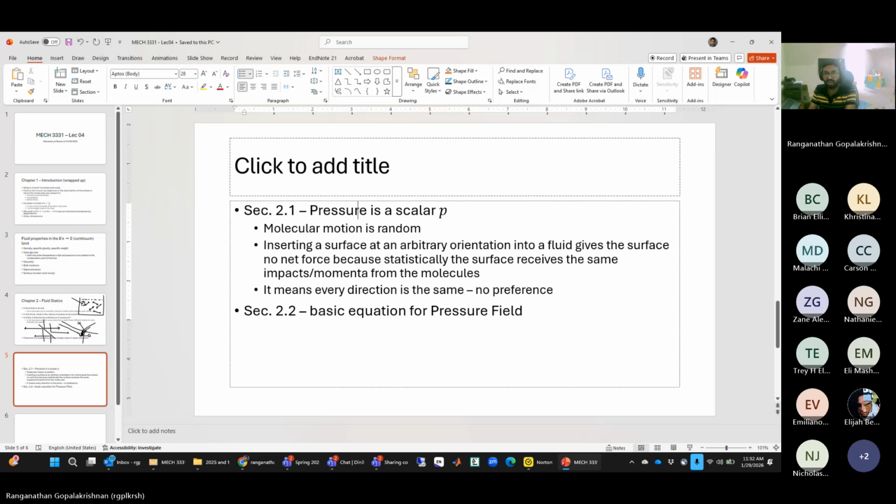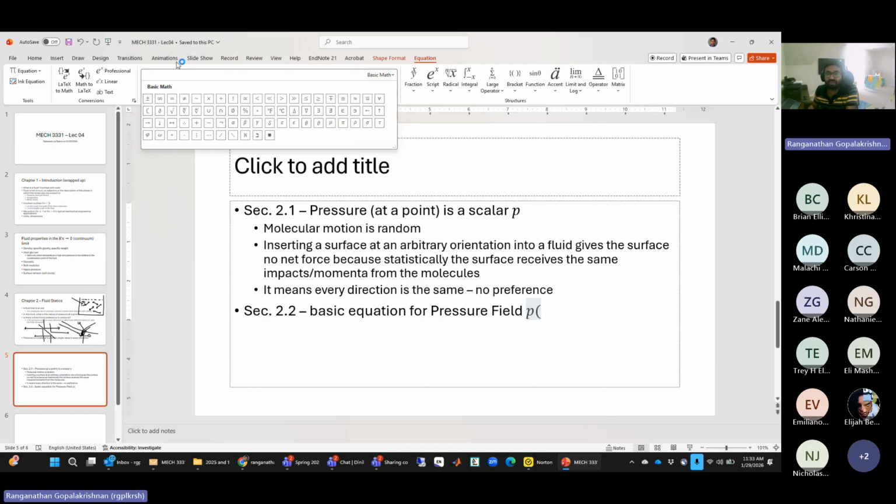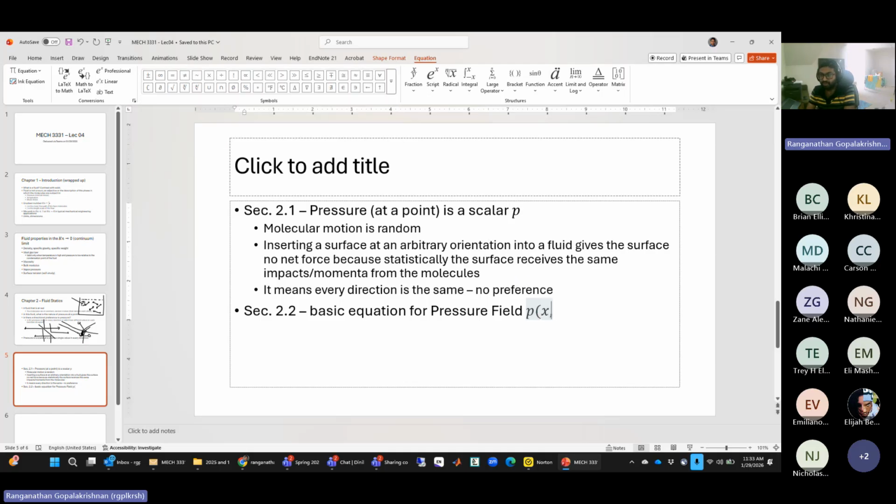Pressure, I should say, at a point is a scalar P. When we talk about a pressure field, what we are talking about is P, the pressure, as a function of position or space. It could be at different points, and those points we can denote by their coordinates X, Y, and Z. Everybody knows Cartesian coordinates, right? Even if not entire vector algebra, at least you have heard of X, Y, and Z coordinates. So I'm assuming that. Is that okay?